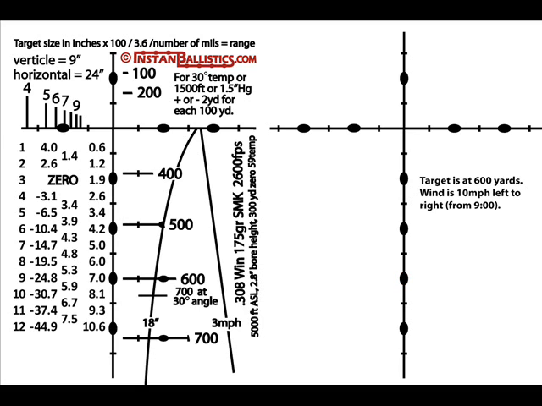Now the target is at 600 yards, but there is a 10-mile-an-hour wind that's traveling from left to right from the 9 o'clock position. And here's where you would need to aim.